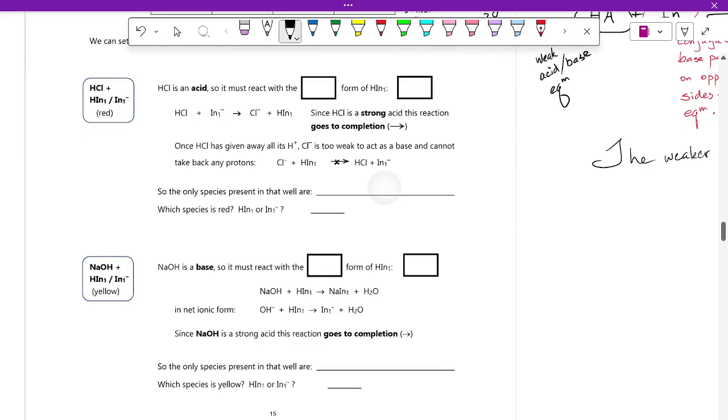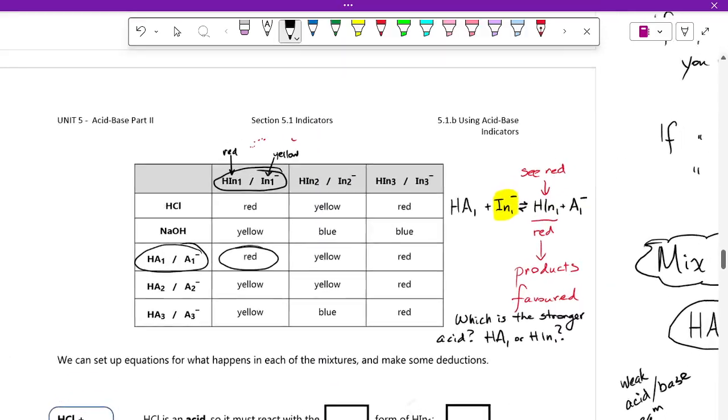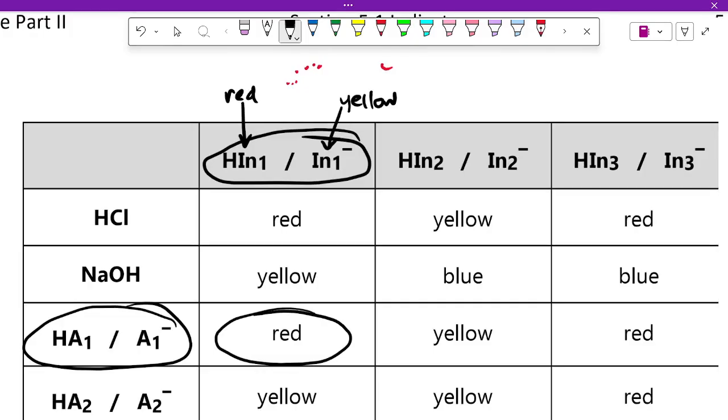because it's just another way of looking at how to determine what color each of the species is. Or maybe we shouldn't. Maybe we should do it. Sure. Okay. Do you remember last day we discovered that HIn was red and In minus was yellow? Remember that? Yes? There's another way to look at it.